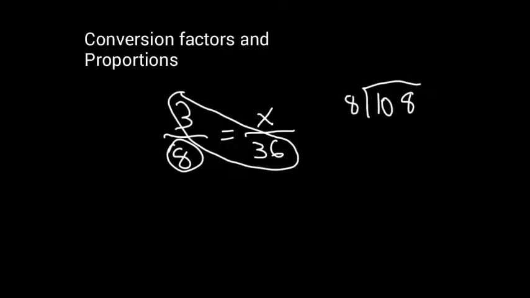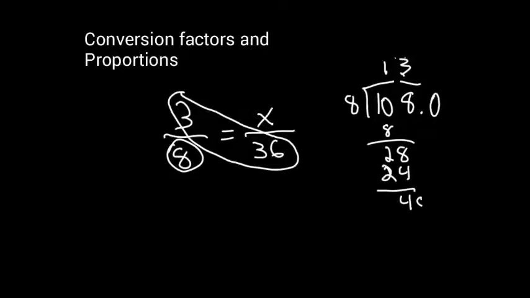So 8 will go into 10 once. Subtract, you get 2. Bring down the 8. 8 will go into 28 3 times, which is 24. Subtract, you get 4. Add a decimal and a 0. 8 will go into 40 5 times. So you get 13.5 equals x.